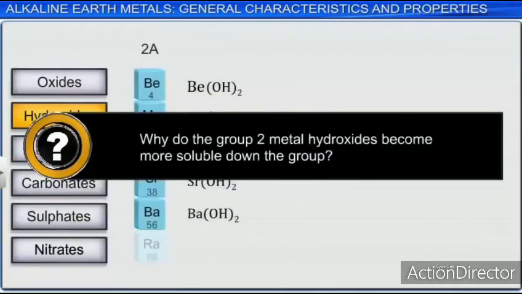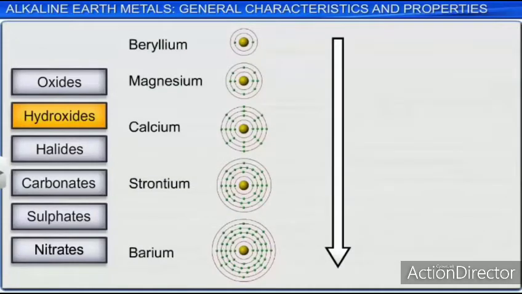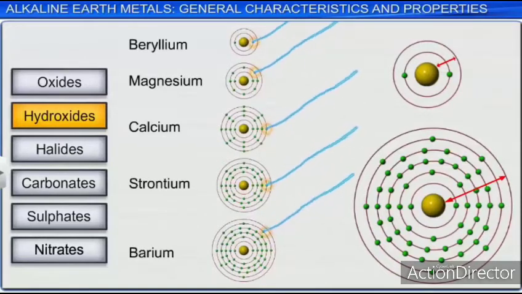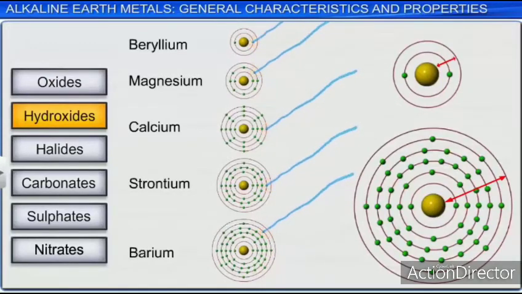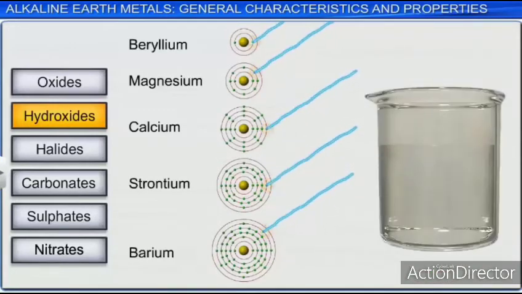Why do the group 2 metal hydroxides become more soluble down the group? Recall that metal cations increase in radius down a column. As internuclear distance increases, lattice energy decreases. So, less energy is required to separate the ions. The hydration enthalpy, however, decreases less dramatically. The net result is that the salts are more soluble in water.